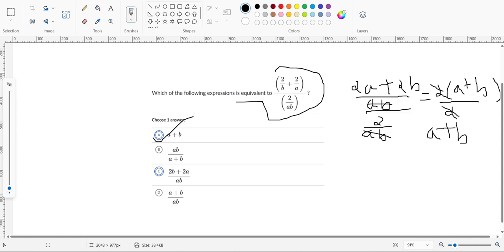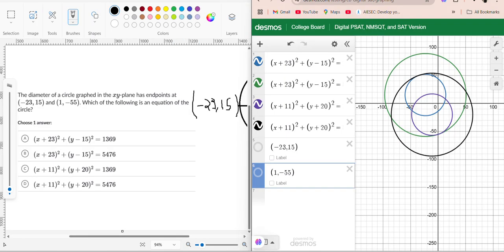So let's go to our next question. So this is our next question. In this question, the endpoints of a diameter of a circle are given to us, and we have to identify which of the following is an equation of the given circle. We can solve this question by two methods. One, using the distance formula, finding the radius, finding the center, and finding the actual equation.